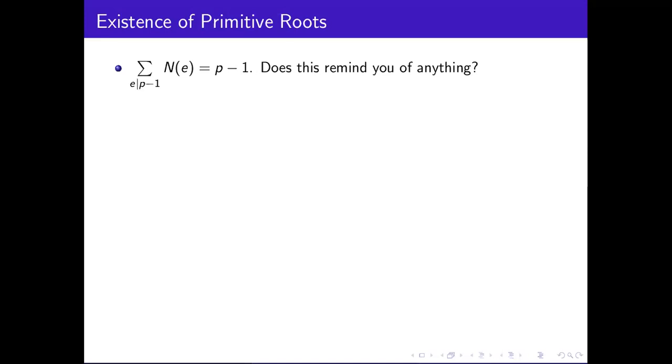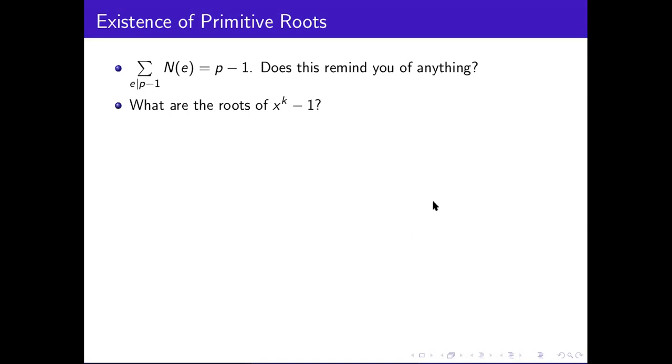So this was actually a homework question. The answer is that the sum over e dividing p minus 1 of phi of e is always p minus 1, where phi is the Euler totient function. So in the end, we want to somehow show that n is actually just the totient of e. So let's keep this in the back of our minds for now.